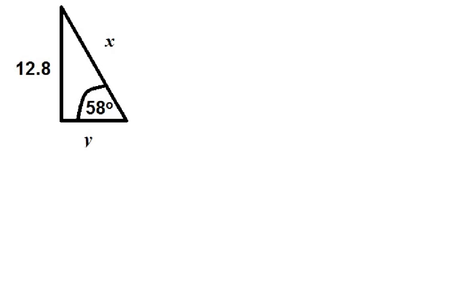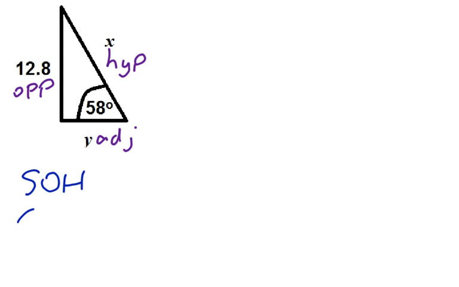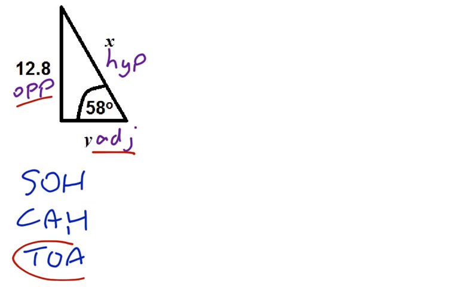Okay, so now we're going to look at y. Once again, we label our sides. We've got the hypotenuse, we've got the adjacent, and the opposite. And as always, we write down SOHCAHTOA. So this time we're looking for the adjacent and we know the opposite, so we're using TOA.